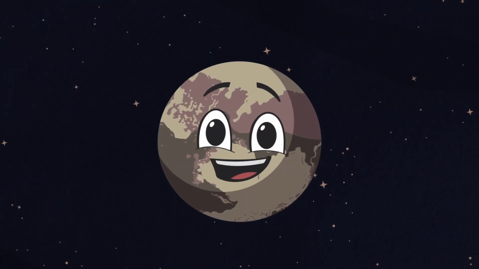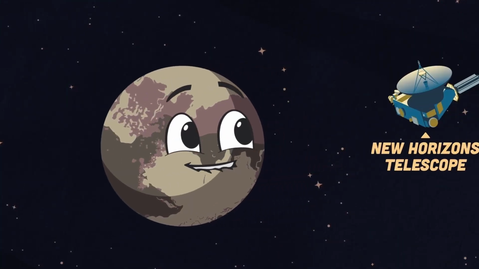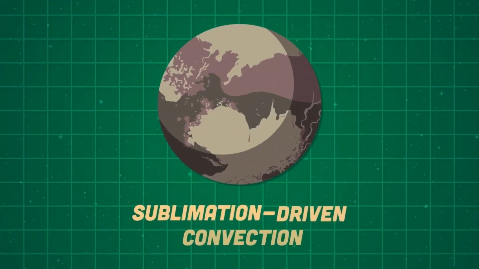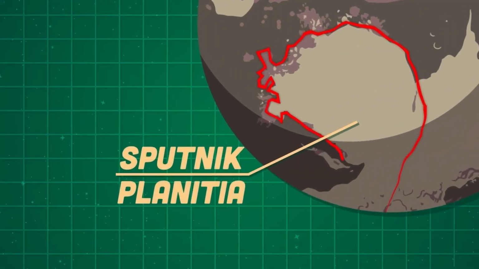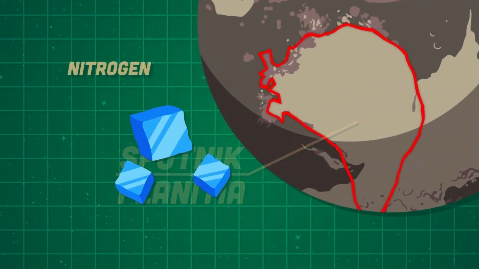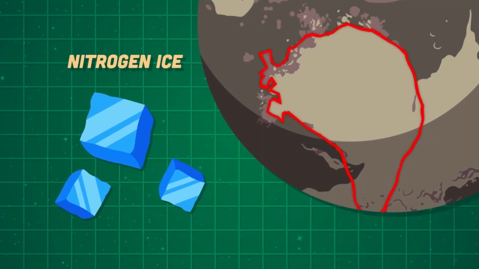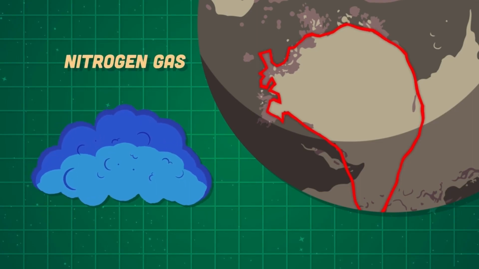But there's a new theory scientists have hypothesized from data taken from New Horizons. Sublimation-driven convection is a theory that may suffice. From Sputnik Planitia, a crater filled with nitrogen ice, sublimation is the transition of a substance directly from the solid to the gas state, without passing through the liquid state.